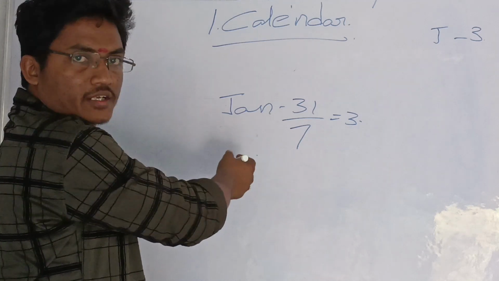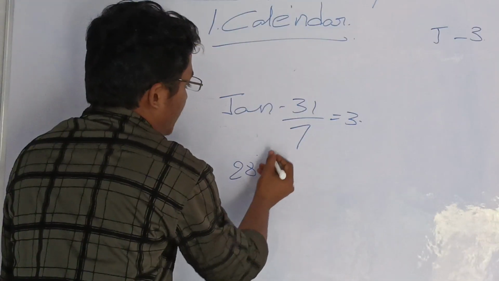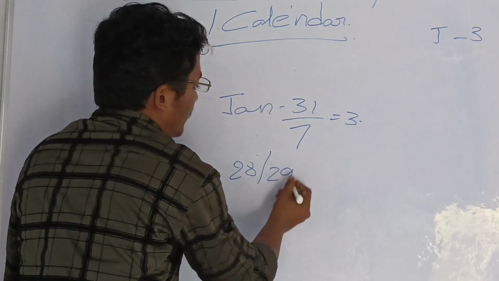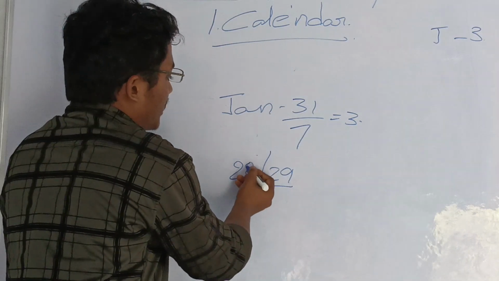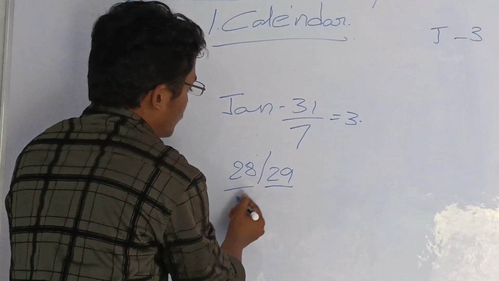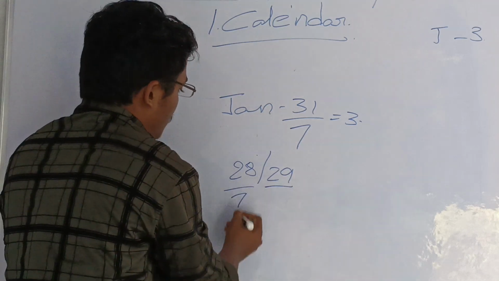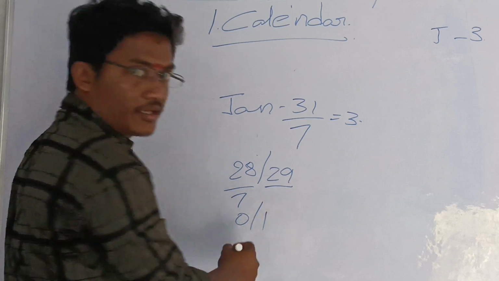When it comes to February, there will be 28 days in some years and 29 days in some years. If it is 29 days, it is a leap year. In a general year, there will be 28 days for February. So to calculate odd days, when we divide it by 7, in an ordinary year there will be 0 odd days. In a leap year, there will be 1 odd day.